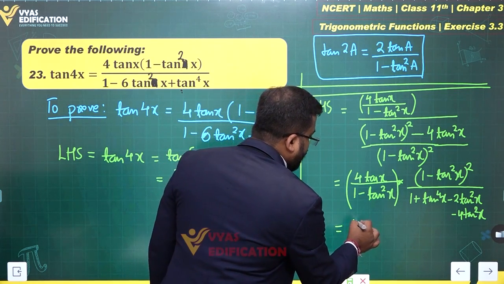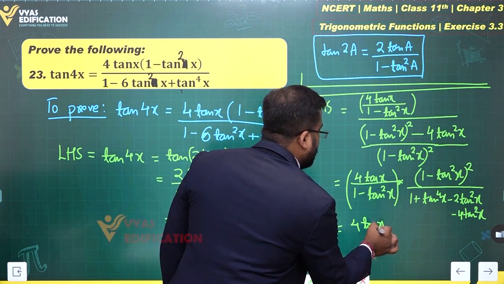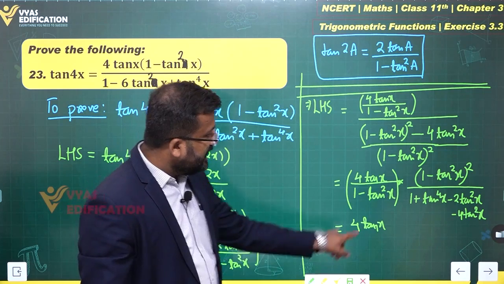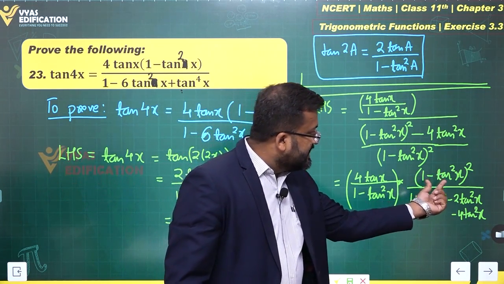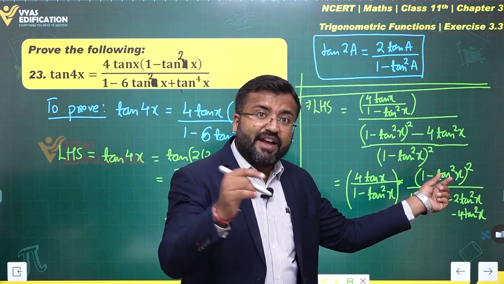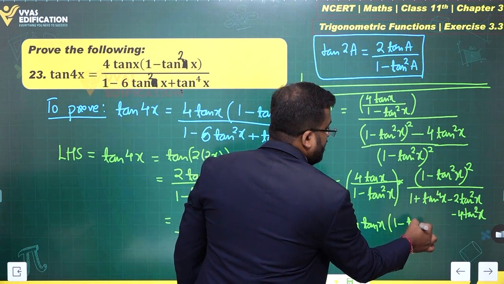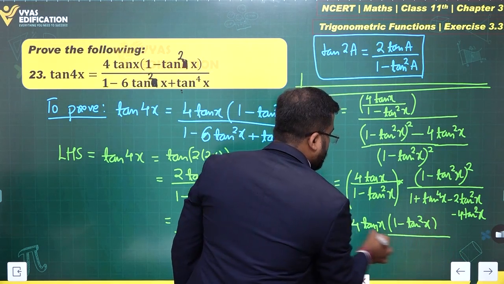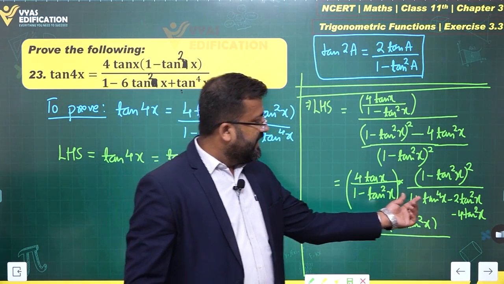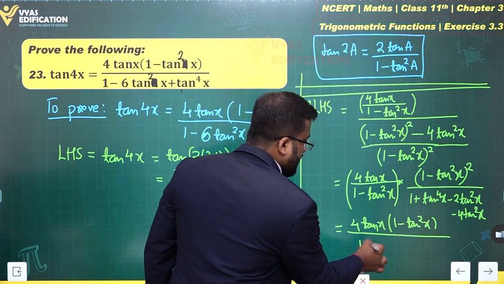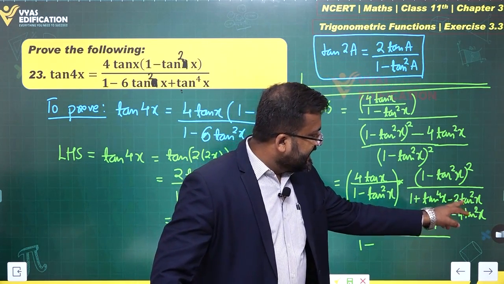What you have is a 4 tan x in the numerator. Observe that this 1 minus tan square x and this 1 minus tan square x whole square, one factor will get cancelled. You will get a 1 minus tan square x in the numerator. What about the denominator? This term is gone. The remaining thing is this. What is this? 1 minus 6 tan square x.